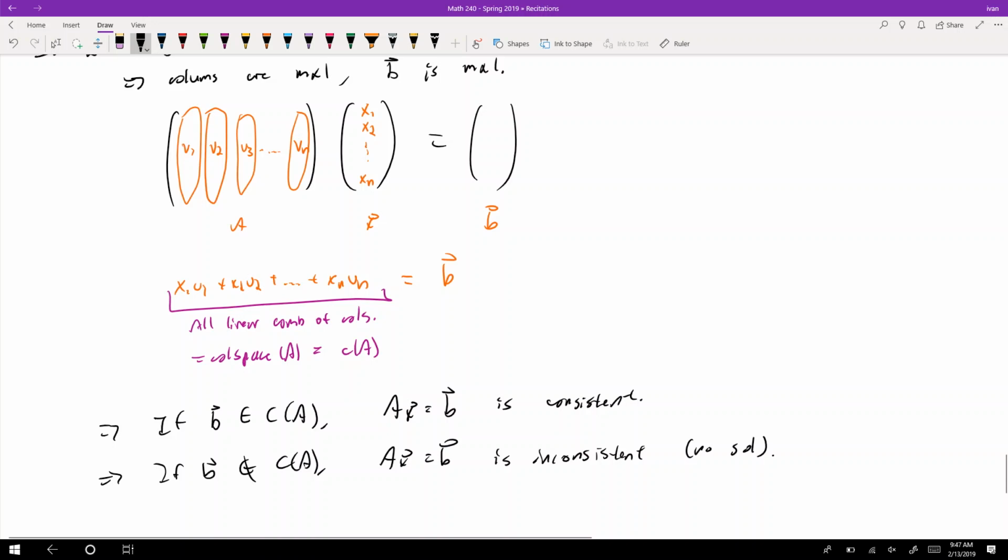Any questions? So that's essentially why we care about the column space, because the column space tells us about the consistency of our systems of equations. Whereas the row space doesn't tell us anything.